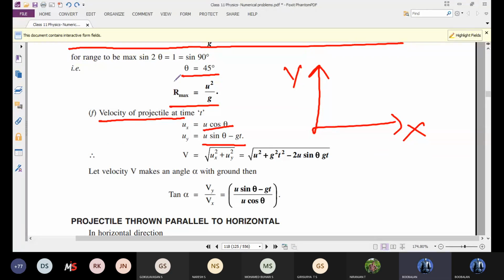Next, the angle made with alpha. So Vy divided by Vx: Vy is u sin theta minus gt, divided by u cos theta. Take a note, small.